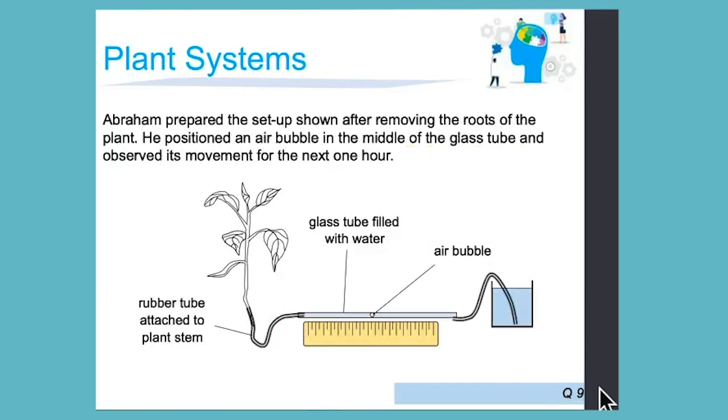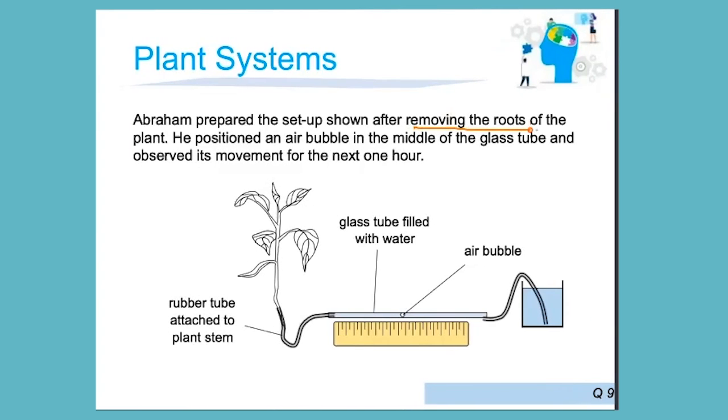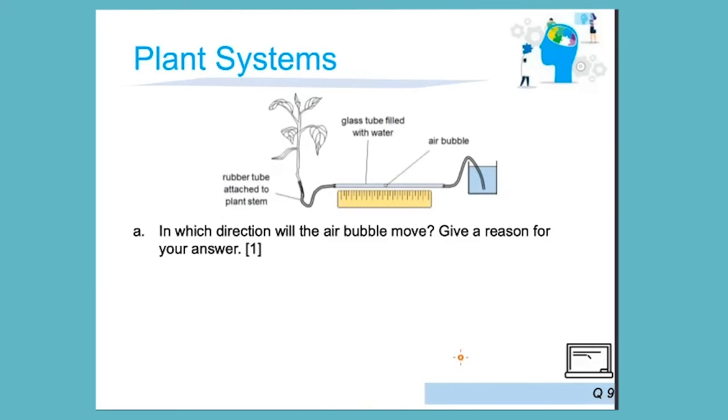Next, Abraham set up the following after removing the roots. Take note, he removed the roots, so in your answer, you should not be describing anything to do with roots. Then he positioned the air bubble. The position of the air bubble was here. And then he observed how this air bubble moved for the next 1 hour. In which direction would the air bubble move?